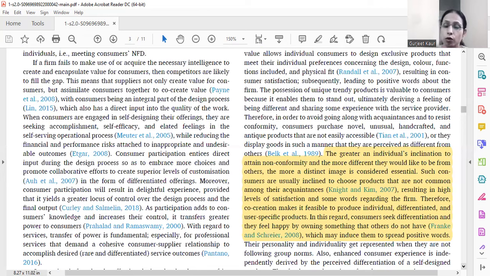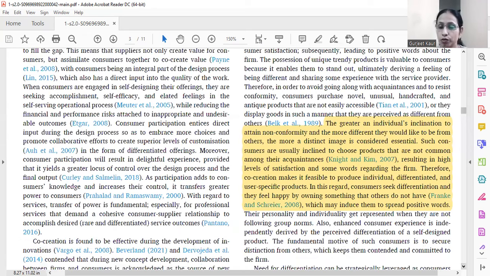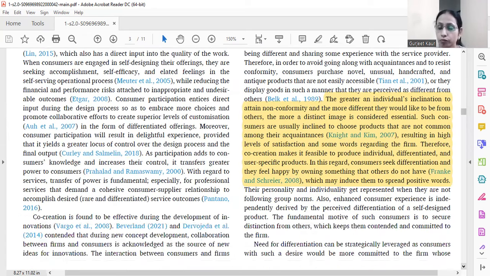They want to look unique, maybe because they consider it a status symbol. They do not want others to compete neck to neck with them. They want to possess something rare and unique. Consumers seek differentiation and feel happy owning something that others do not have, which may induce them to spread positive words.